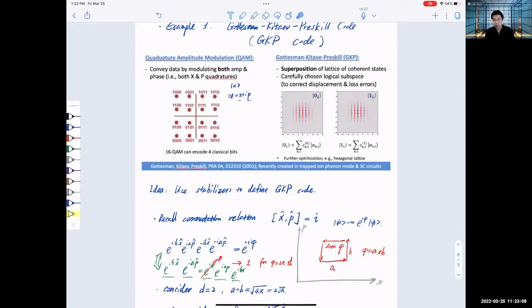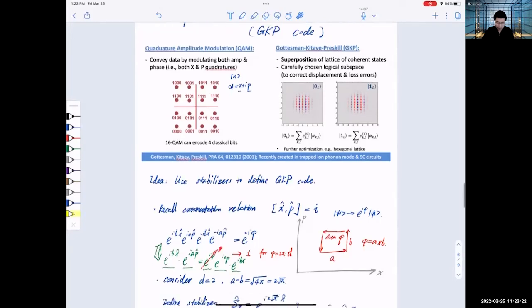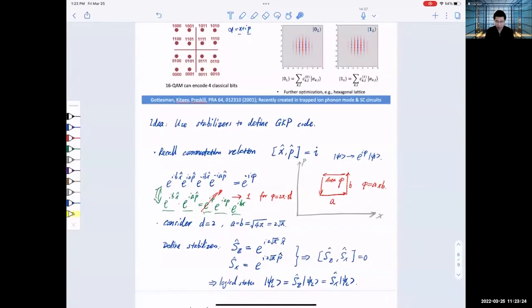So that indicates if you have larger displacement or larger change in position and momentum, you will not be able to resolve them. But if you only have a small change in position and momentum, you can actually simultaneously measure them. And that's actually related to the design of the GKP code, because you can define, again, in our language of stabilizer code, this time the stabilizers are not products of Paulis. They're actually related to the displacement in the momentum direction and displacement in the position direction.